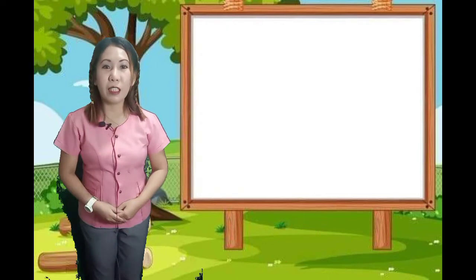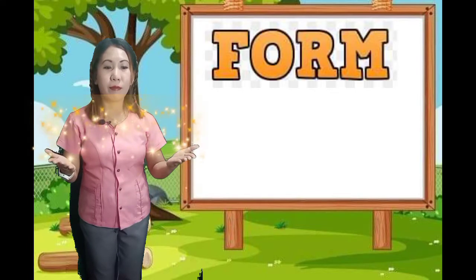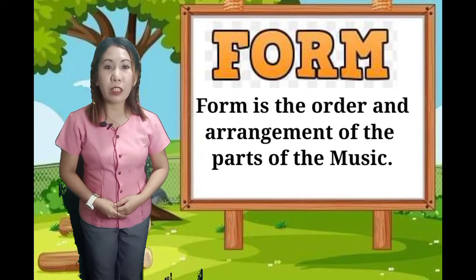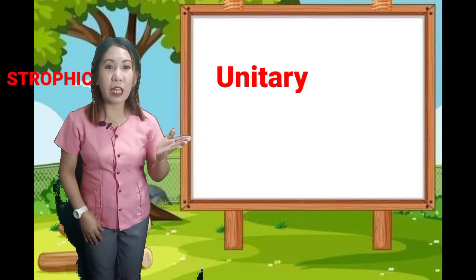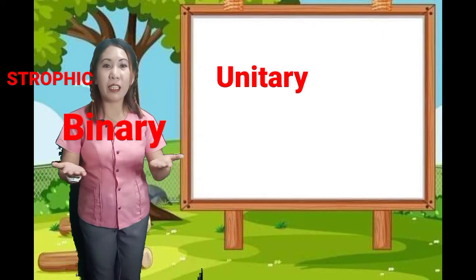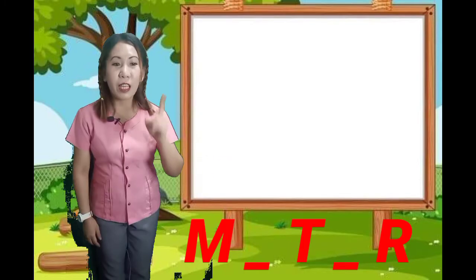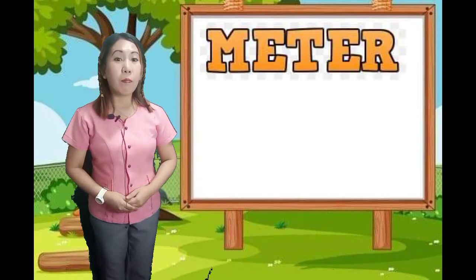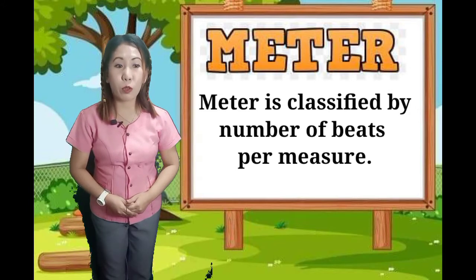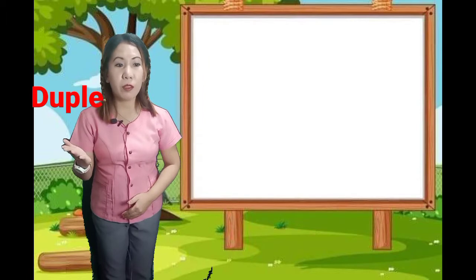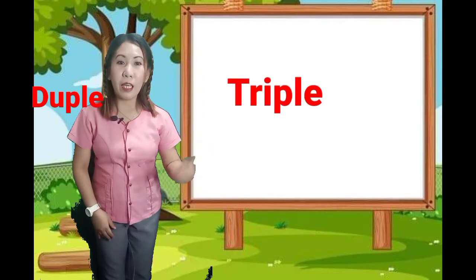Very good. That is form. Form is the order and arrangement of the parts of the music. We have strophic, unitary, and binary. Nice try! That is meter. Meter is classified by number of beats per measure. We have double, triple, and quadruple.